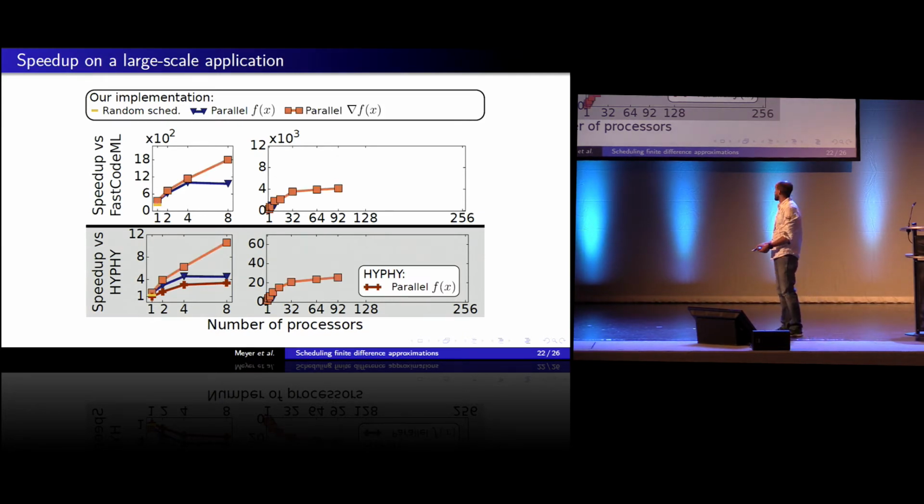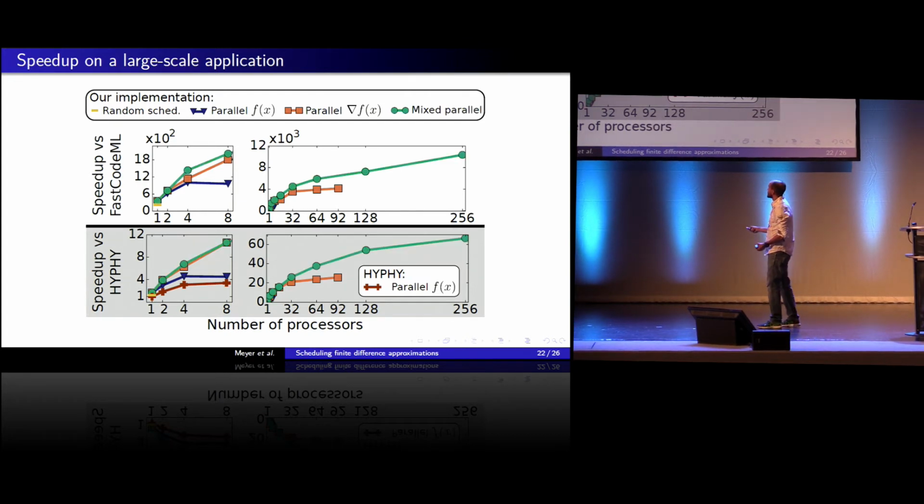Then we tried with the parallel gradient evaluation. This is what I described before during this talk. You can see that this method is scaling way better. We go up to 20, 30 times faster than IFI and 4,000 times faster than FastCodeML. Then we tried to improve the scaling a bit more by combining the shared memory parallel function evaluation with the MPI parallel gradient evaluation. And as you can see, the scaling is even better now. We can go up to 11,000 times faster than FastCodeML and maybe 60 times faster than IFI.